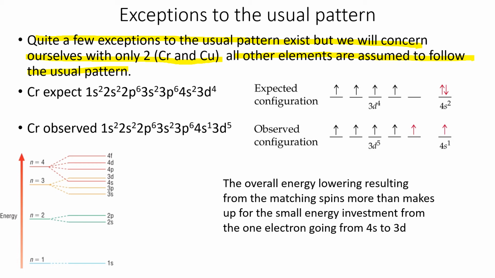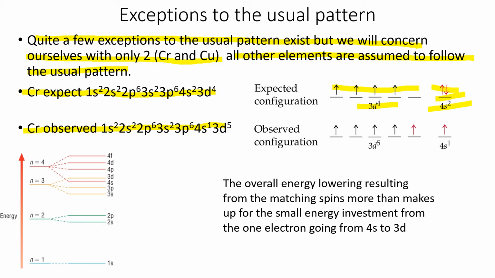So the first one's going to be chromium. What you would expect, based upon the pattern, is 1s2, 2s2, 2p6, 3s2, 3p6, 4s2, 3d4. That's what you would expect. And this is what the orbital diagram would look like at the end. That's not what you actually get. What you actually get for chromium is 1s2, 2s2, 2p6, 3s2, 3p6, 4s1, 3d5.